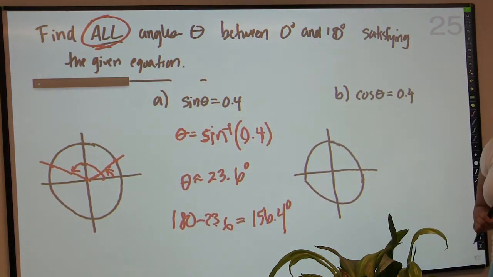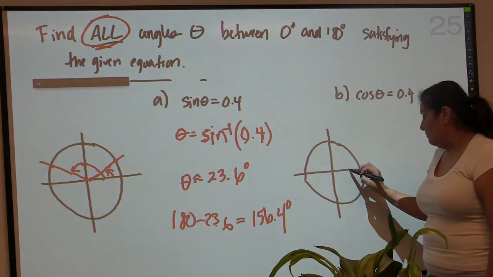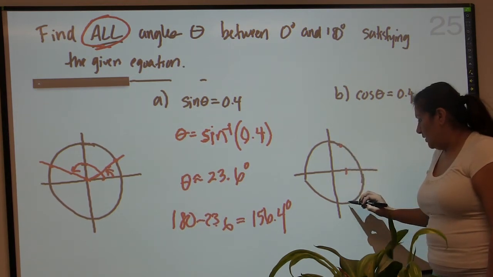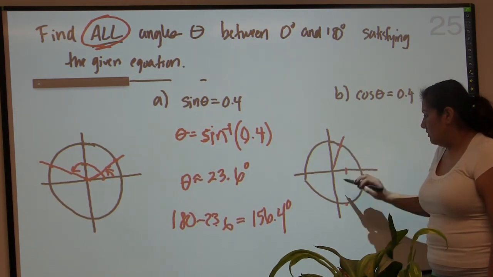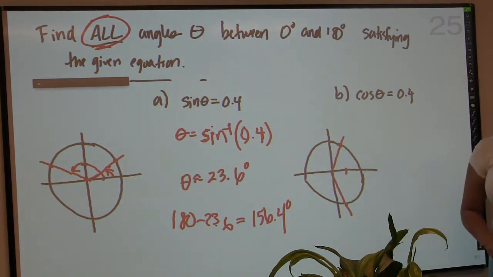Same idea, only now cosine is the x coordinate, not the y coordinate. So cosine 0.4 is roughly right here maybe. This is like half, so maybe it's right here. There's a point there, and there's a point there. So these both have the same cosine value.